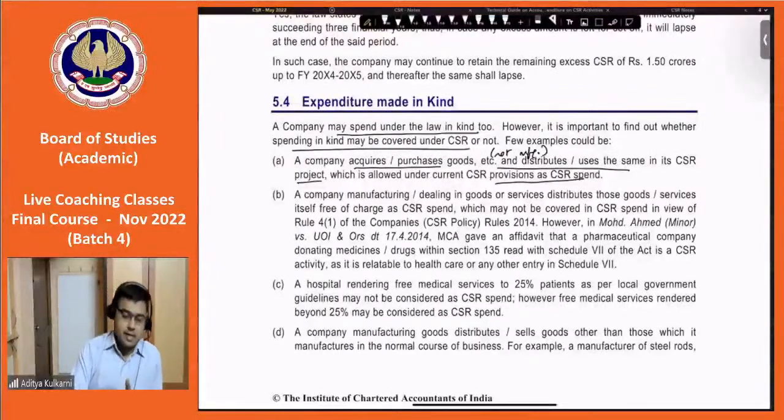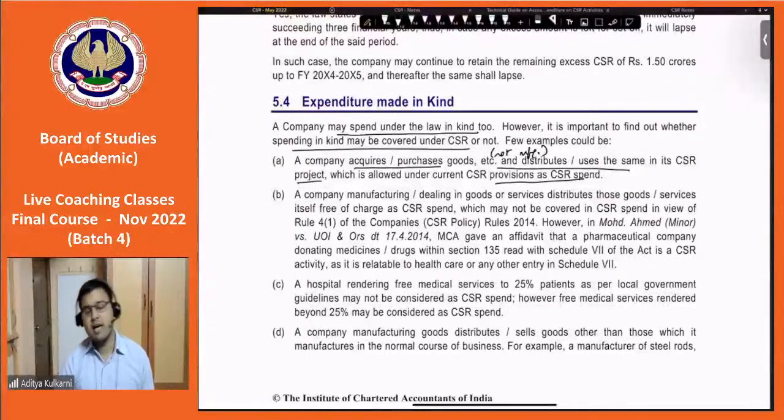Now these companies do not deal in such goods. L&T does not manufacture sanitary napkins. L&T does not manufacture Parle-G biscuits, but still it buys those goods, puts them in a pack, and sends them to the flood prone or flood affected areas. Now when it sends to the flood affected areas, it has purchased these goods and it is giving them for public welfare to the society. Will it be a CSR expenditure? Yes, it is going to be a CSR expenditure.